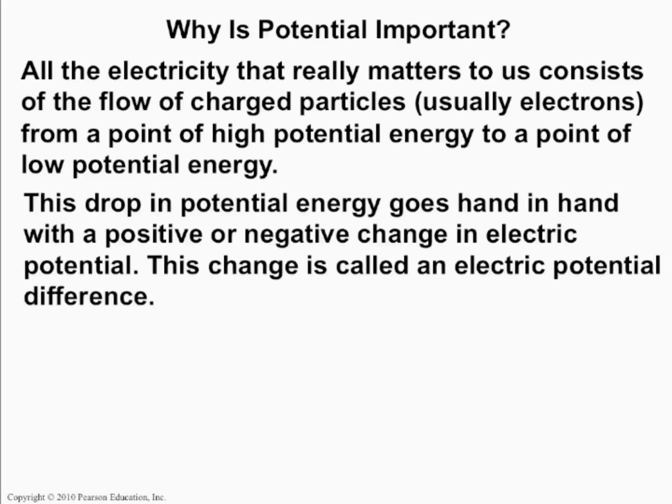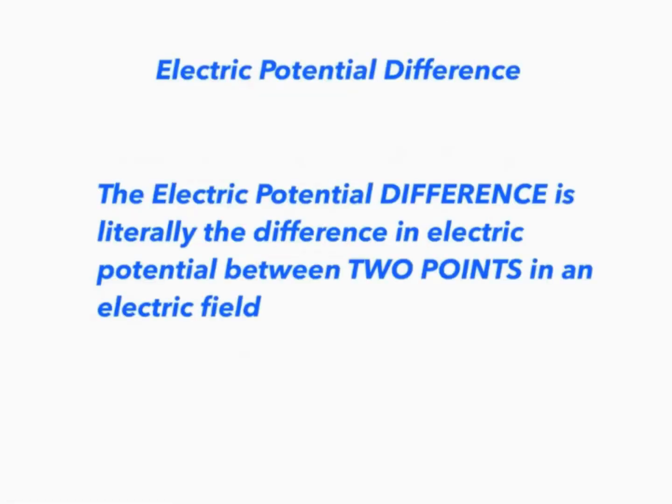This drop in potential energy goes hand in hand with a positive or negative change in electric potential. This change is called an electric potential difference. Electric potential difference is closely related to electric potential. The electric potential difference is literally a difference in electric potential between 2 points in an electric field. And continuing the height and gravitational field analogy, think of it this way.